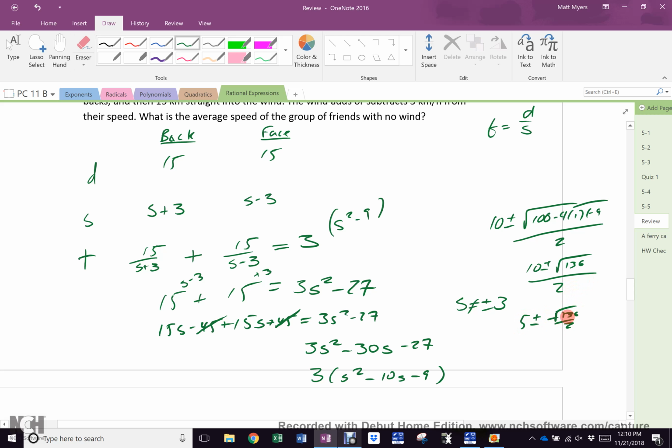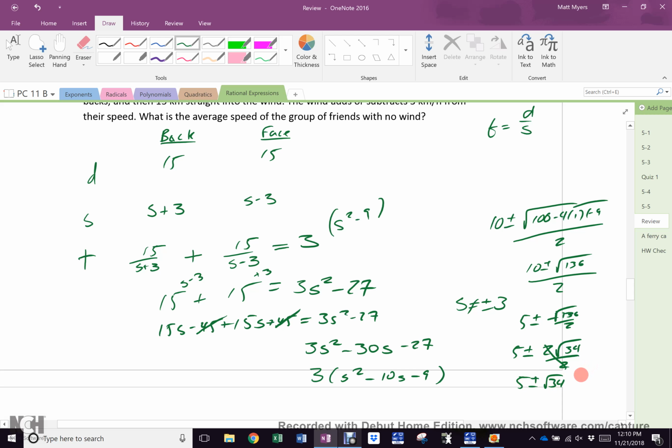Then you would simplify and get 5 plus or minus 2 root 2 times 2 times 2 times 17, 2 root 34 over 2. And then what would happen to the 2's? They'd go 5 plus or minus root 34. Now, root 34 is a little less than 6, yeah? Right? So 5 plus that is going to be 11 something.